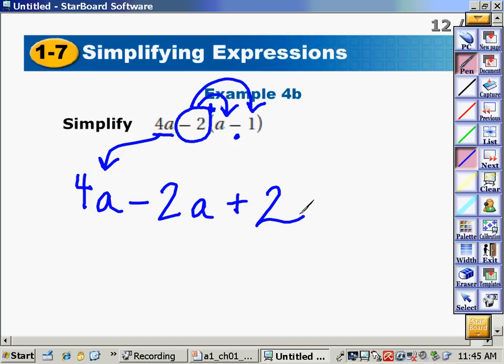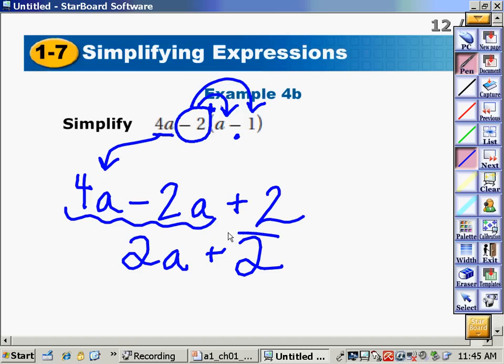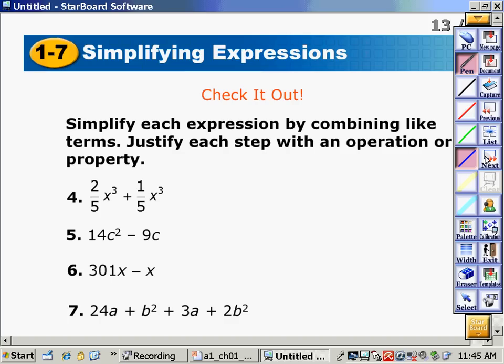All right, looking at this, we look for common terms. 4a minus 2a is 2a. And then drop down the constant of 2. Final answer. Good job. Did you get that one right? You probably got it right before I even finished. Okay, this says check it out. So you need to write down these 4 problems with the other 3 that you have. Try them by yourself, and come back to me when you are finished.